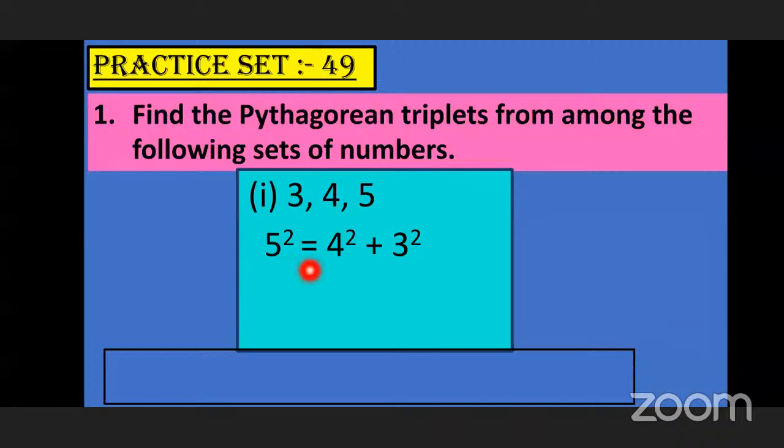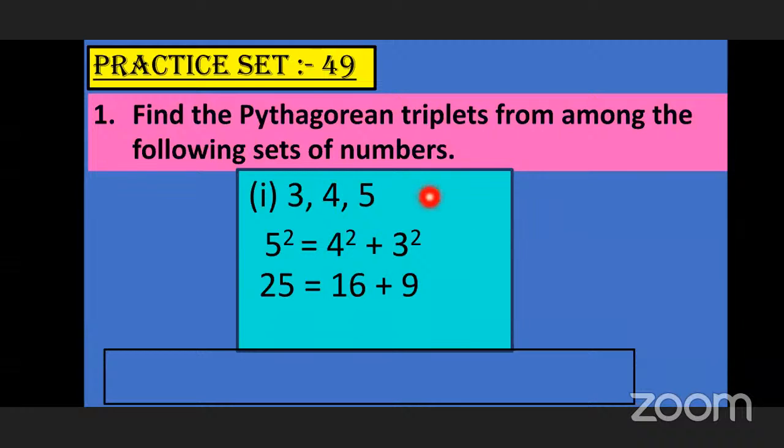So 5 square equals 4 square plus 3 square. The square of 5 is 25. The square of 4 is 16. And the square of 3 is 9. Just take time, children, and add these two numbers and check whether we get the answer as 25 or 30. What is the answer of this? I am also adding, but I am not getting the answer. Can anyone help me in getting the answer? 25. Yes, the answer is 25.